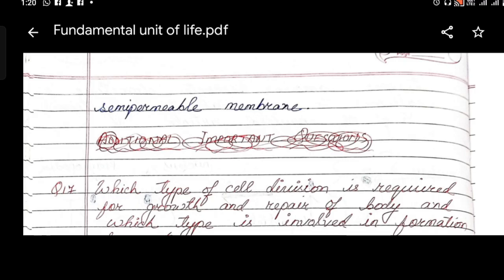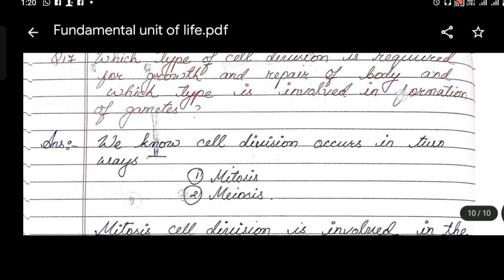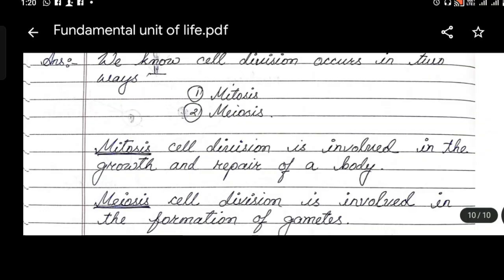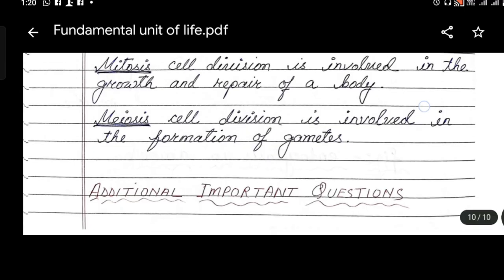Question number 17. Which type of cell division is required for growth and repair of body, and which type is involved in formation of gametes? Answer. We know cell division occurs in two ways. One, mitosis, two, meiosis. Mitosis cell division is involved in the growth and repair of a body. Meiosis cell division is involved in the formation of gametes.